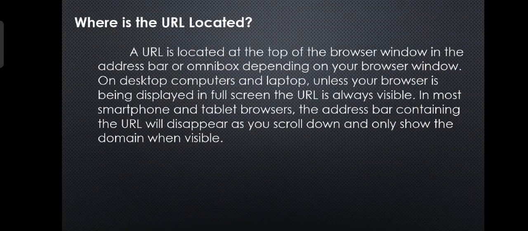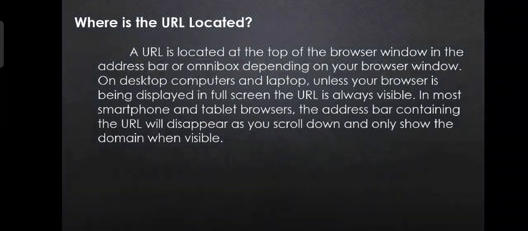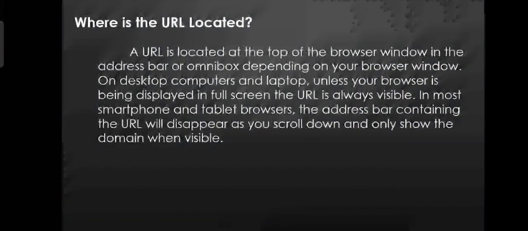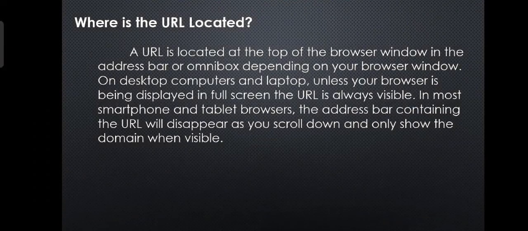Where is a URL located? A URL is located at the top of the browser's window in the address bar or omnibox, depending on your browser, on desktop computers and laptops. Unless the browser is displayed in full screen, the URL is always visible in most smartphone and tablet browsers. The address bar containing the URL will appear as you scroll down and show the domain when visible. You can see the URL in the search bar at the top of a browser. That is the URL, the link.